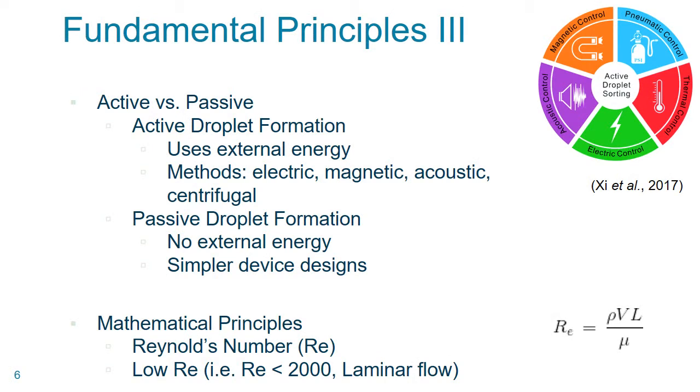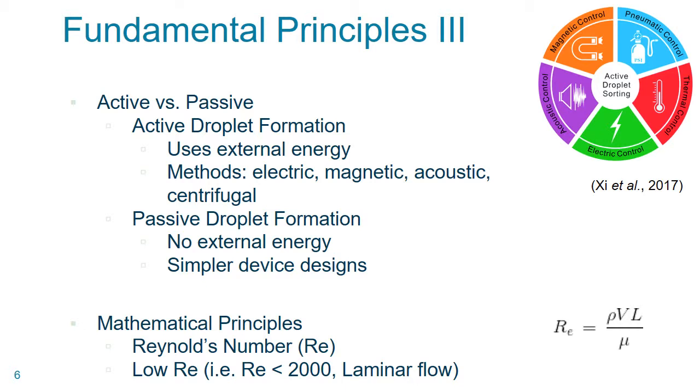As seen from the previous slide, there are passive droplet formation methods and also active droplet formation methods. Active droplet formation methods utilize external energy in forming the microdroplets. Some methods of initiating the process are electric, magnetic, acoustic energies, and centrifugal forces, to name a few. Contrarily, passive droplet formation methods do not use external energy and are largely seen in simpler device designs.